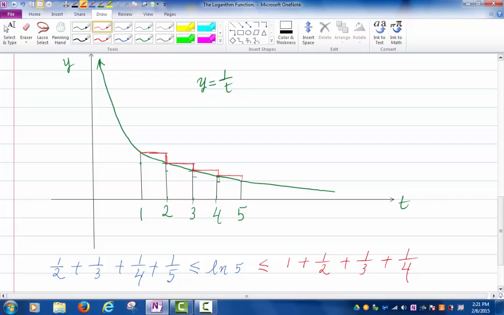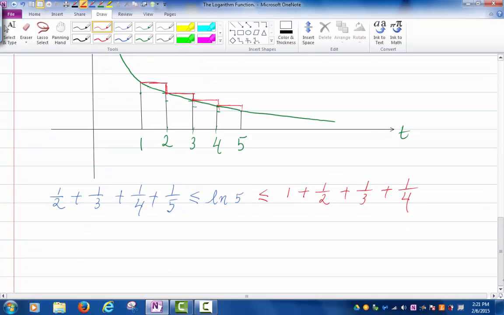This is rather a crude estimate of log 5, but this is as good as we can do at this moment. Is everybody okay with that? Now, looking at this, can someone tell me what would be a lower bound for log 6 and what would be an upper bound for log 6?